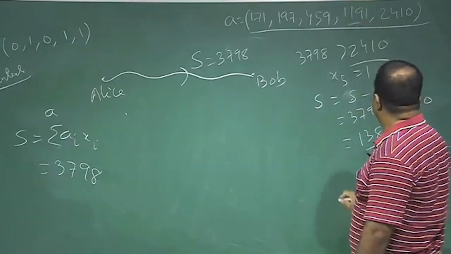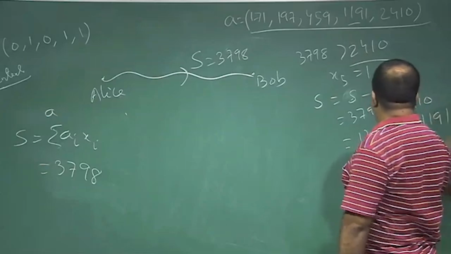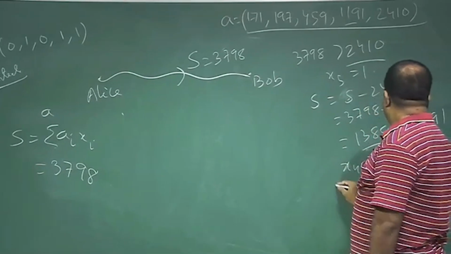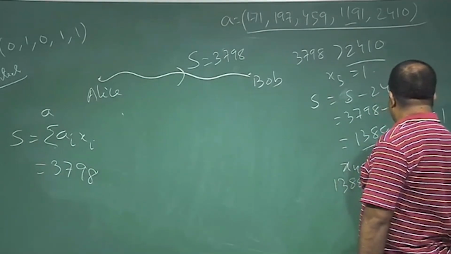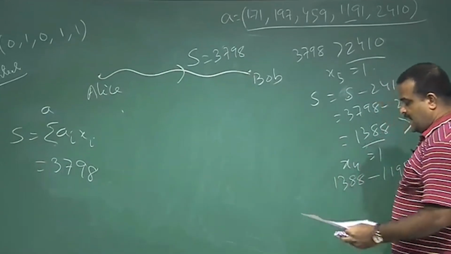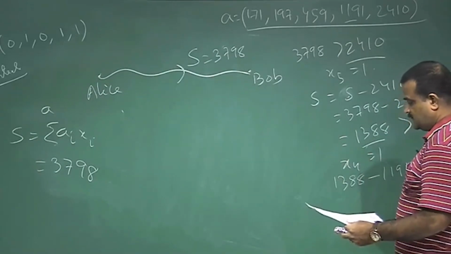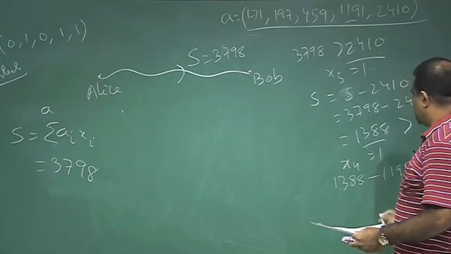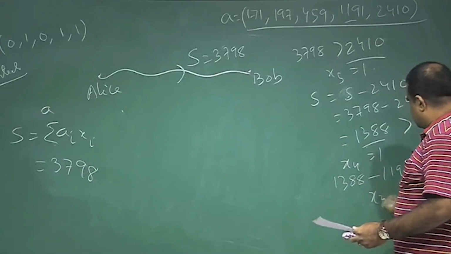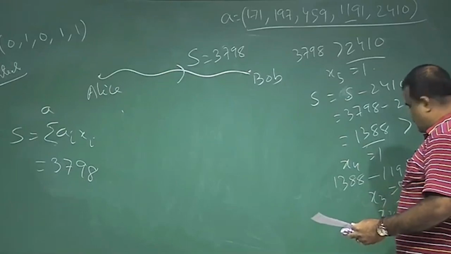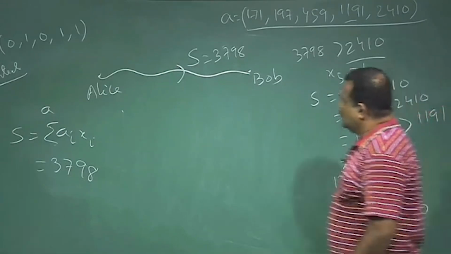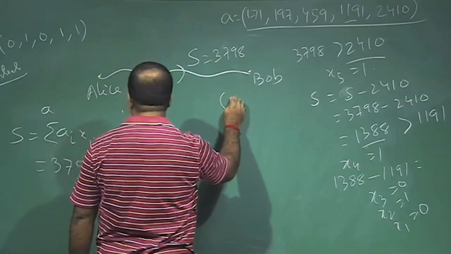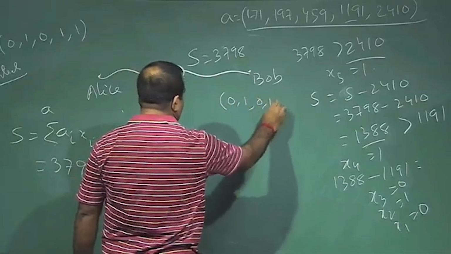Now 1388 is greater than 1191. So that means x4 has to be 1, and then we deduct 1191 from S, and then we get this number. Slowly we continue in this fashion, and we can see that x3 is 0, x2 is 1 and x1 is 0. Okay. So finally Bob got the plain text x: 0 1 0 1 1.